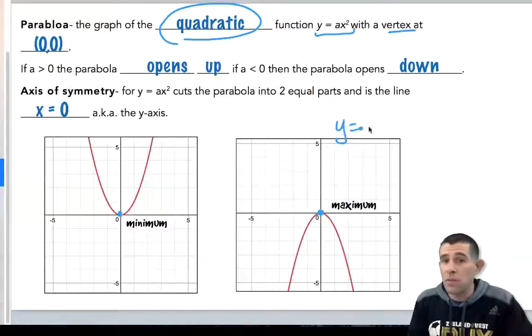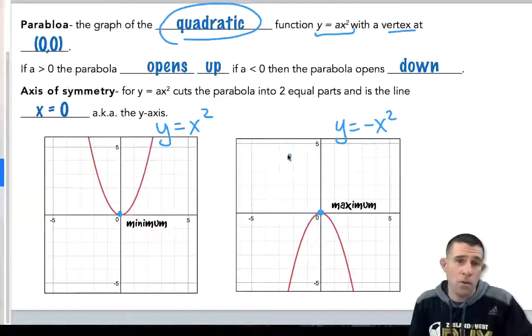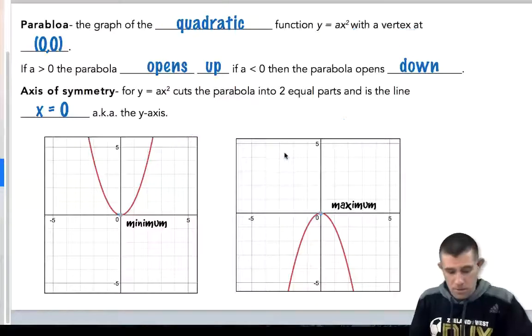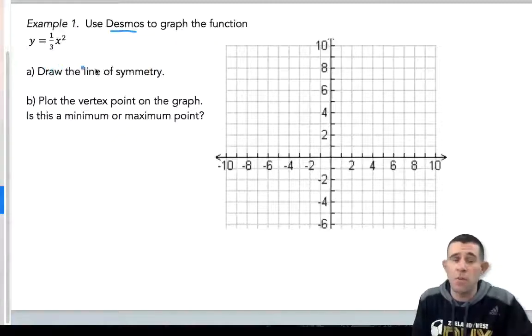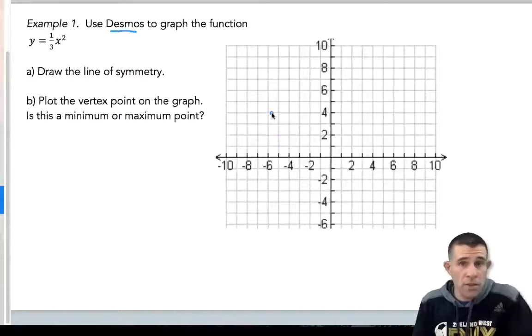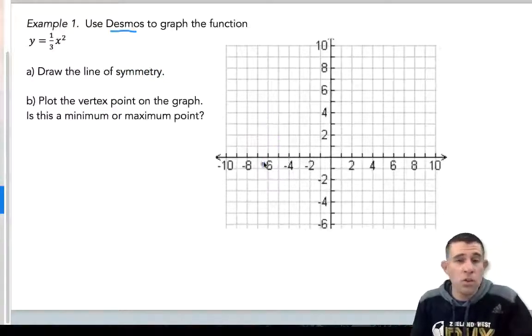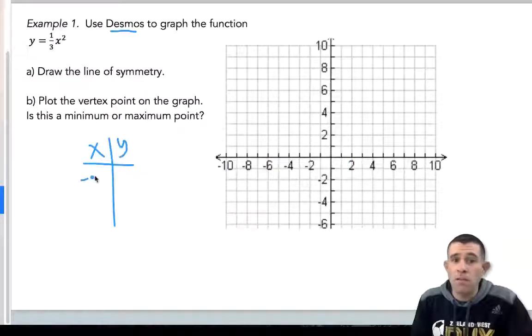So here, for example, we have y equals -x squared, and over on the left we have y equals just the positive x squared. All right, let's take a look at our next example here. It says to use Desmos to graph this function y equals 1/3 x squared. So a couple of different ways you can do this. You can use Desmos, you can use your graphing calculator, you can make some tables such as x and y, plot some negative values and some positive values, and you can then plot those points.